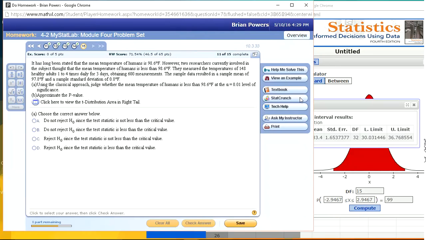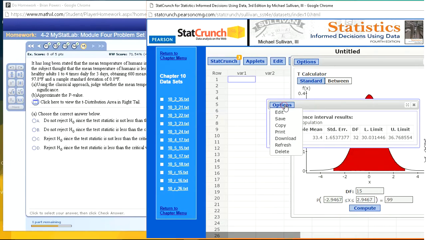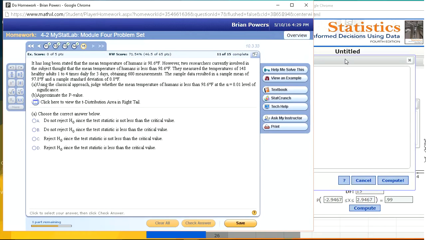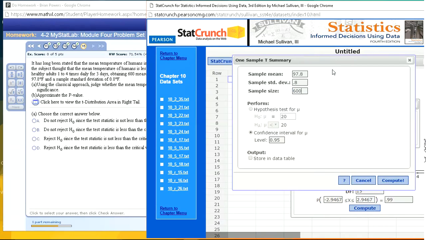Okay, so let's just do this whole thing. It's all very quick to do. Here, we're told the sample mean is 97.8. The sample standard deviation is 0.8. The sample size is how many observations we had: 600 measurements, that's it. And we're doing a hypothesis test. Mu equal to 98.6 would be the null hypothesis.